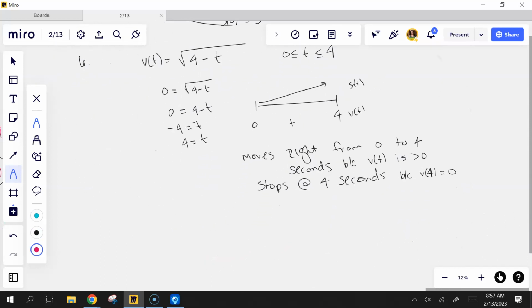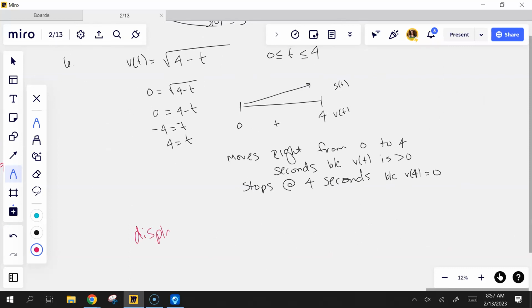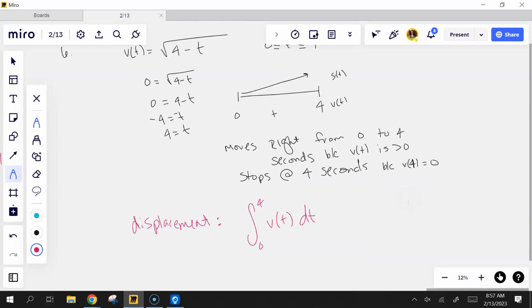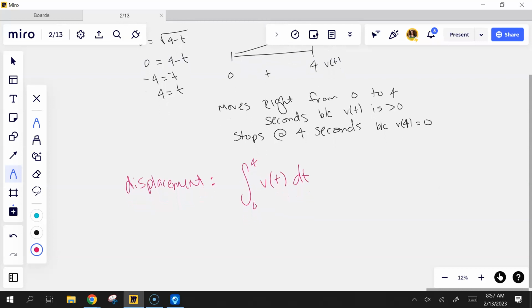How do I find displacement? That's right. I could integrate, find the C and solve since I have an initial position, but since they asked me just for the displacement to start with, and I'm going to have to do that anyway, I might as well just do displacement from, what did it say, 0 to 4? And then we'll answer the last part in a minute. All right, so v of t is the square root of 4 minus t. Mark, set, integrate.